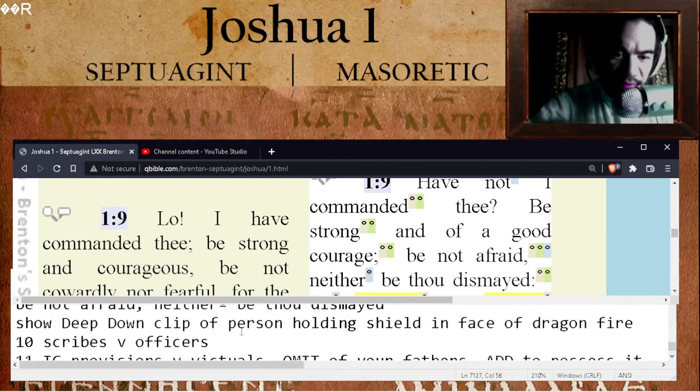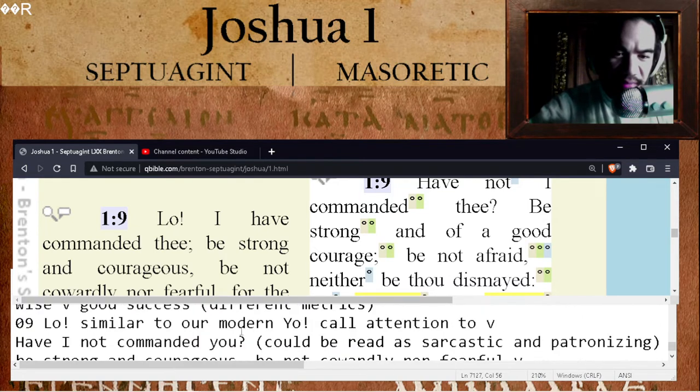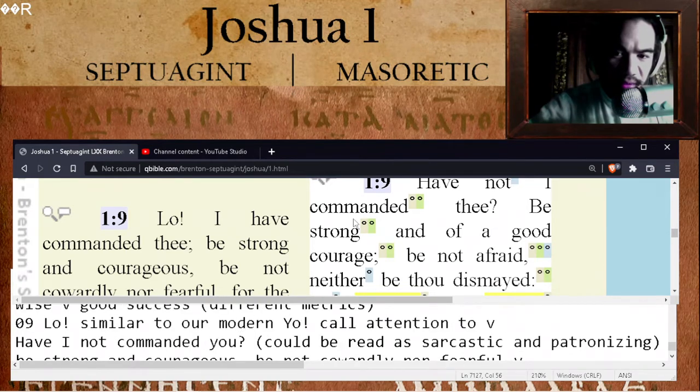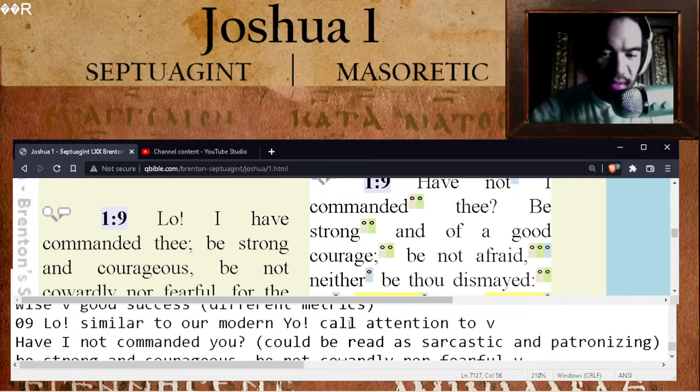So we don't usually do visuals, but I thought that would be helpful to get an inspiring visual of what that means. Be strong and courageous. Quit you like a man. Be a man. Or be strong and of good courage, as it is popularly rendered in the King James.